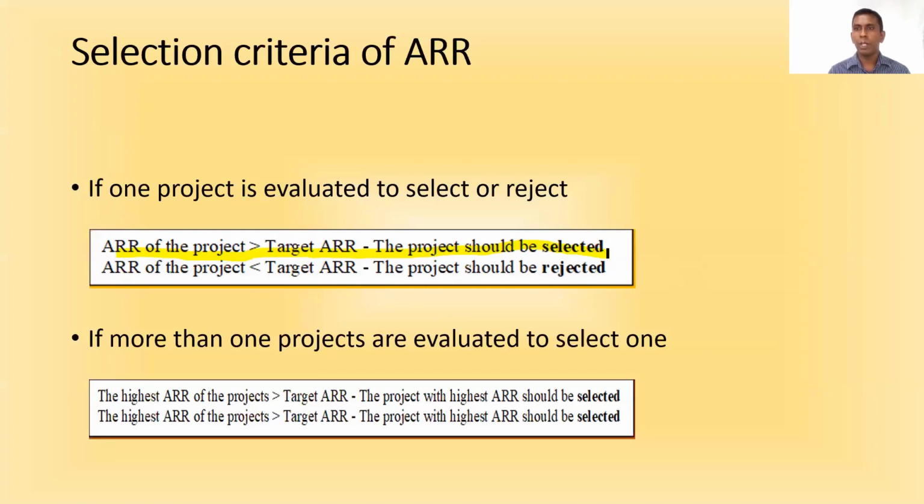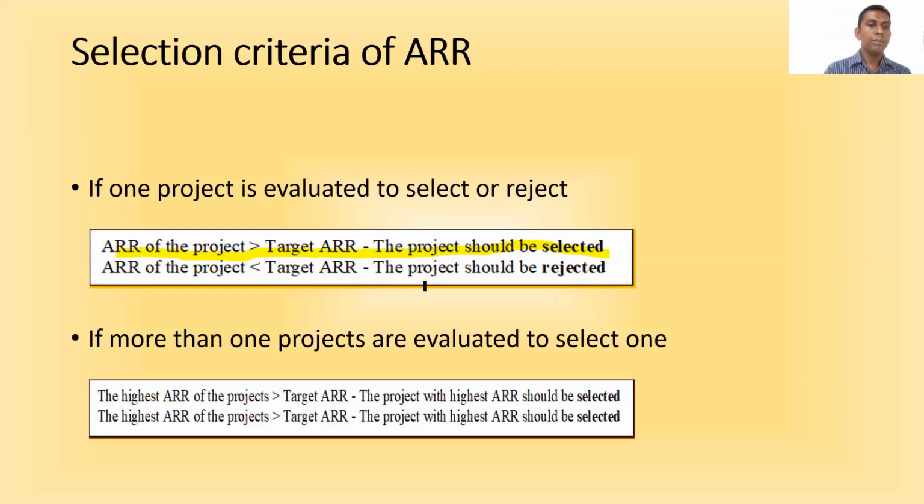The ARR of project A is 22%. Our target is 20%. Now what's happened? Project A can be selected to invest according to this technique, because the project ARR is greater than our target ARR. The project has 22% and our target is 20%.